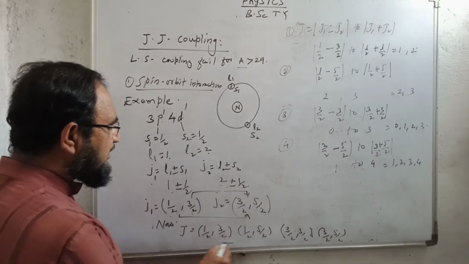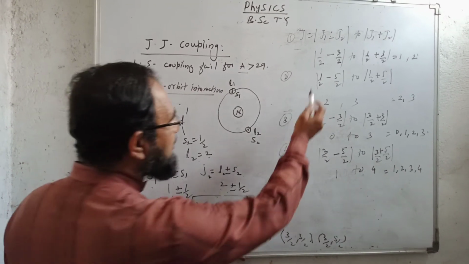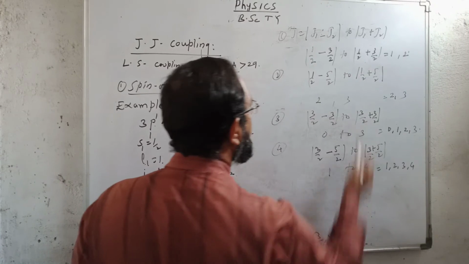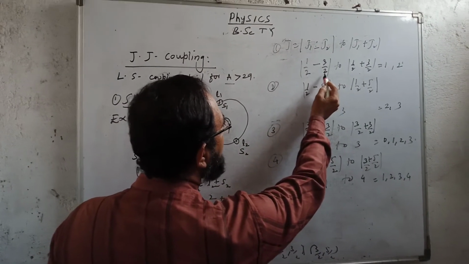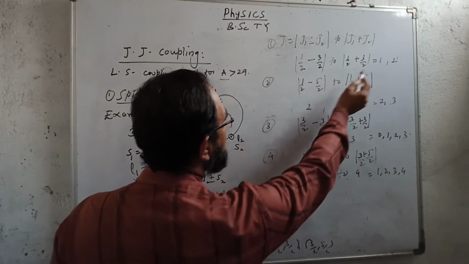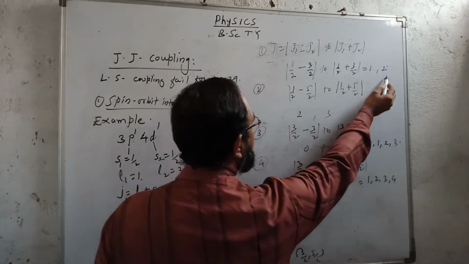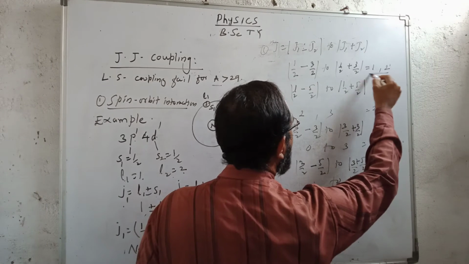So first I will take this pair, 1/2 and 3/2. So 1/2 minus 3/2 to 1/2 plus 3/2. So 1/2 minus 3/2 will give you only 2/2, that is 1, and the sum is 4/2, that is 2, means 1 and 2. There are 2 lines, 1 and 2.